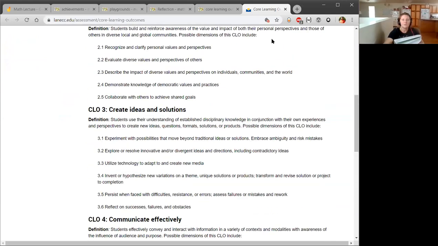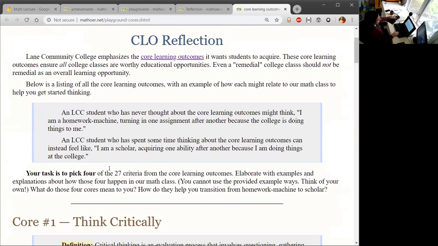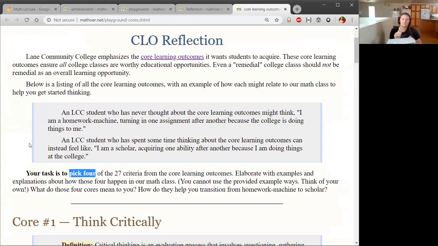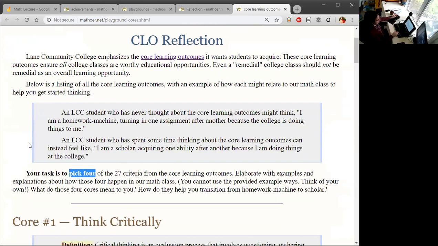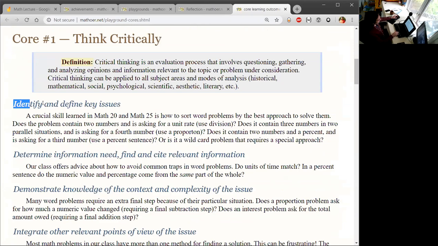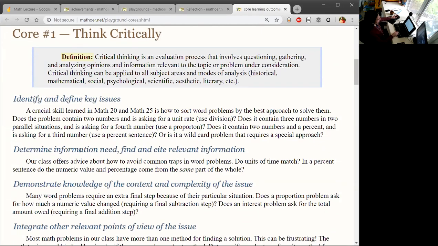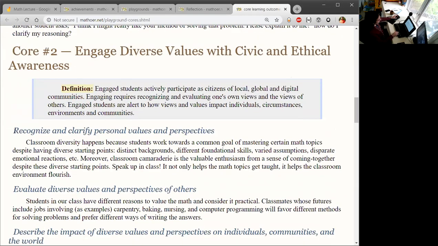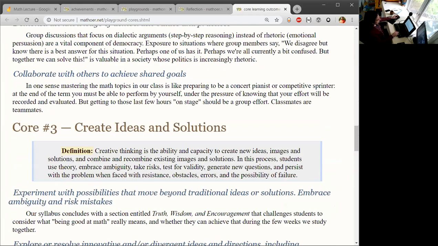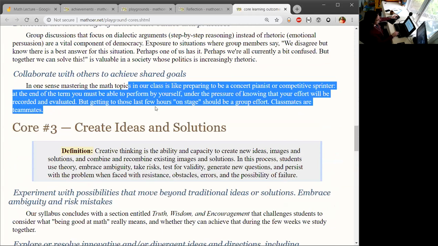And how do we turn those in? So your job is only to pick 4. There's 27 different little subheadings. You're going to ignore almost all of them. Just pick 4 of them and say, I can write a sentence or 2 about how identify and define key issues relate to Math 20. I can write a sentence or 2 about clarifying personal values and perspectives applies to Math 20. Just pick whatever 4 of these you want. Don't steal my sentences, you write your own.